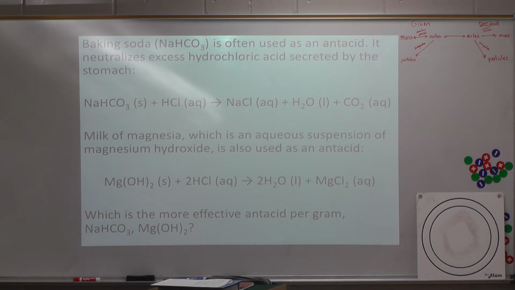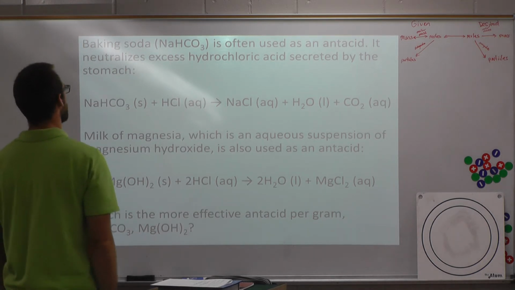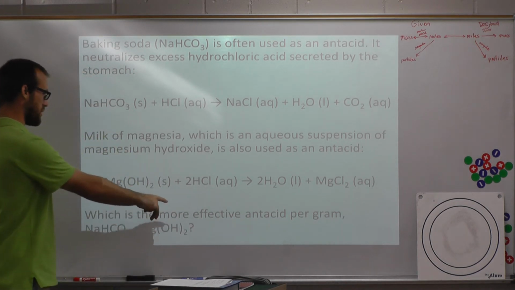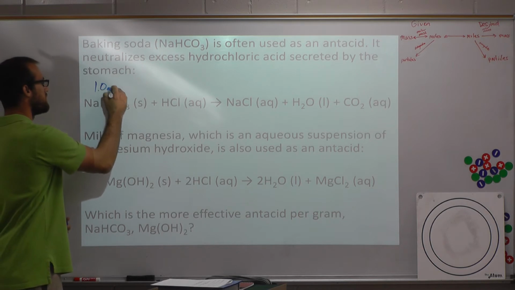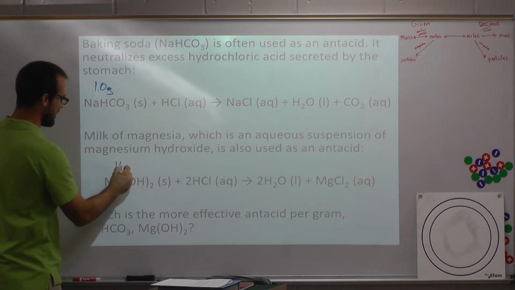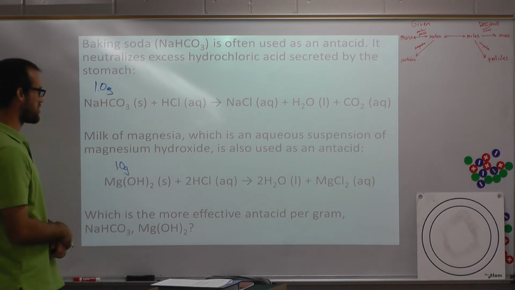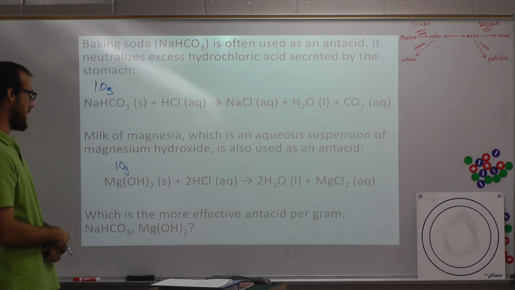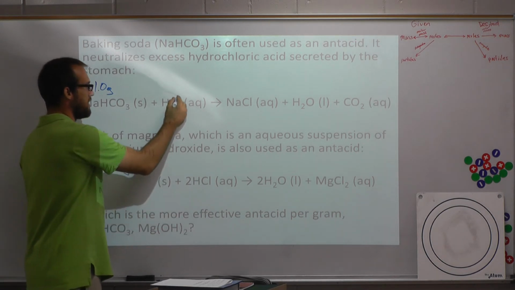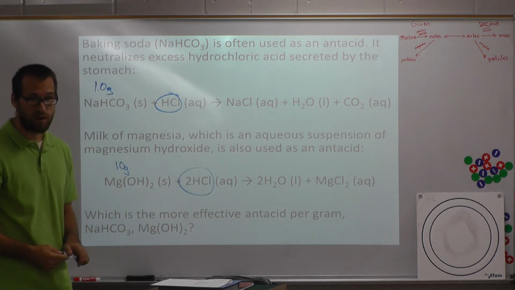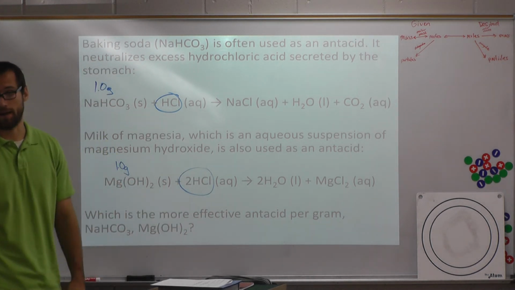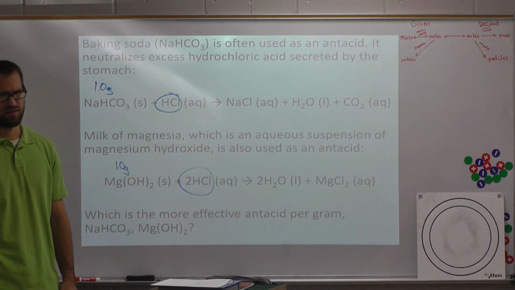I know what you're supposed to do. So if you look at this problem, it wants to know which one's more effective per gram. So I have 1 gram of this, and I have 1 gram of this, and I want to know which one will react more of the HCl. You could stop at moles if you wanted to, or you could go all the way to mass. Does that make sense?